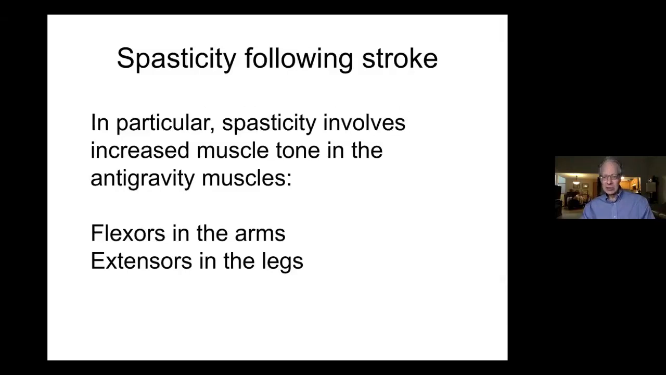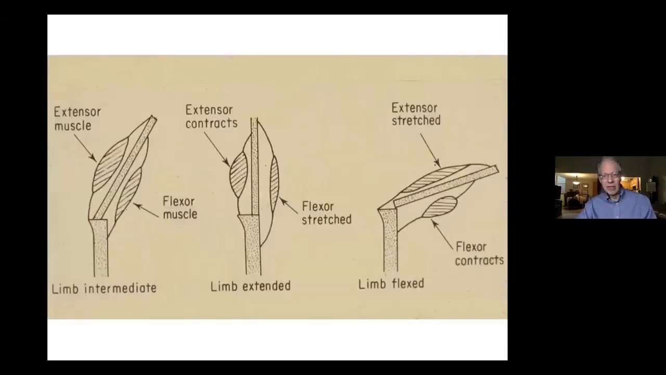So flexors in the arms, extensors in the legs. Now, this slide shows the muscles, the extensor muscle and the flexor muscle at a joint. And in the left-hand panel, the limb is shown at an intermediate location. Now, when the extensor contracts in the middle diagram, you see that the limb extends. On the right-hand side, when the flexor contracts, the limb flexes. So to repeat what I said earlier, it is the flexors in the arm and extensors in the legs that are spastic following a stroke.